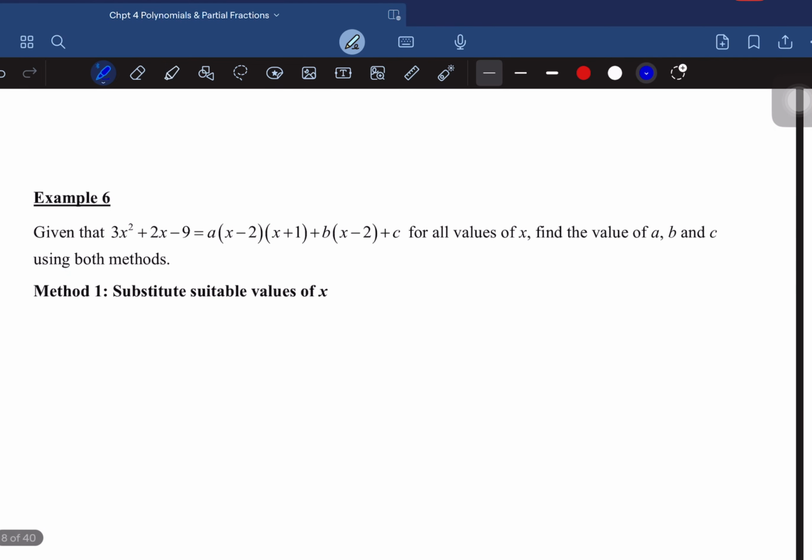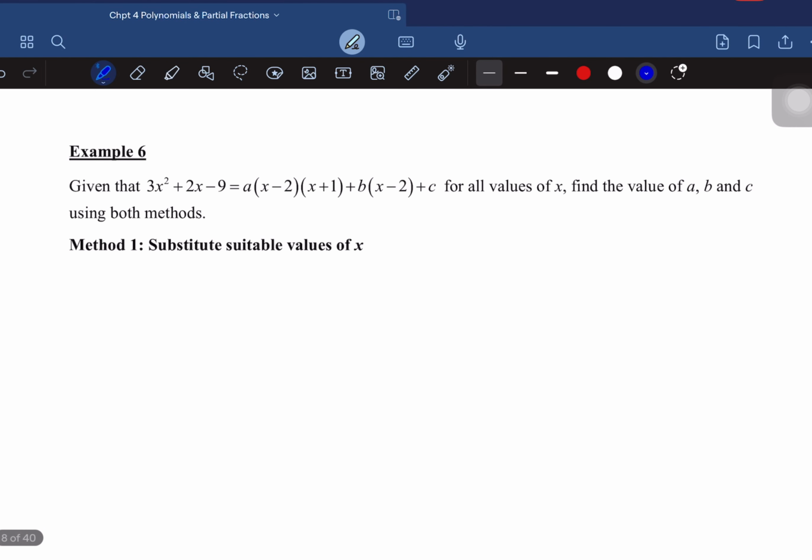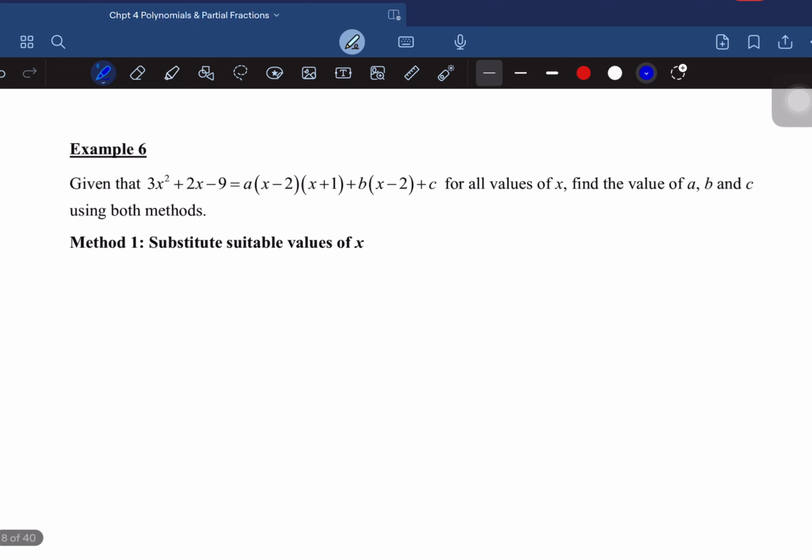But the best method, not here yet. Let's see one more example first. Using purely method 1, substituting number, or purely method 2, comparing. So take a look, practicing it.